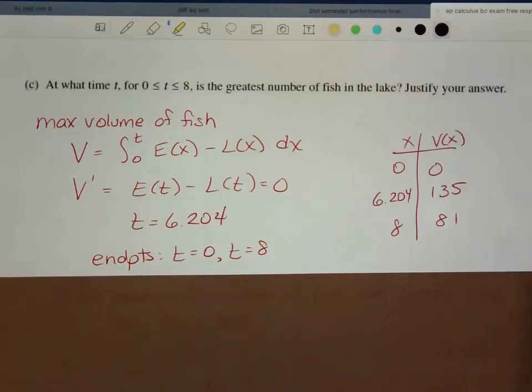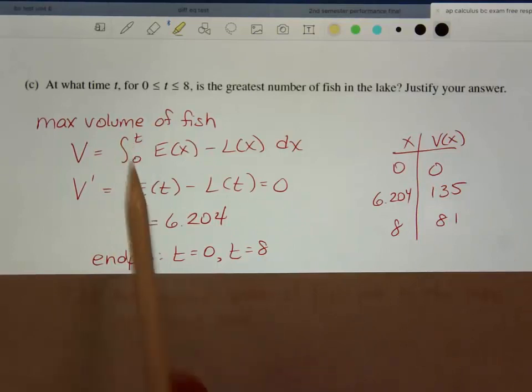We then go ahead and create the t-chart over here. Remember that you're plugging into V, which is the integral, so these numbers become the limits of integration. 0 to 0, which of course is 0. 0 to 6.204 comes out to be 135, and 0 to 8 comes out to be 81. I rounded those to the nearest whole number because we're talking about how many fish there are.